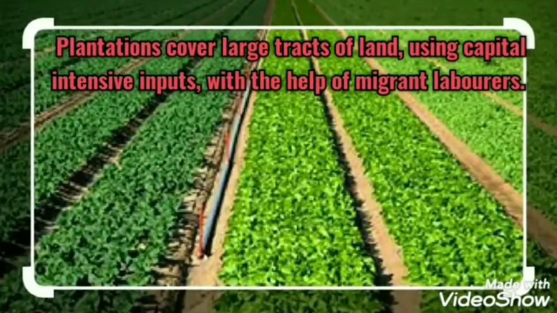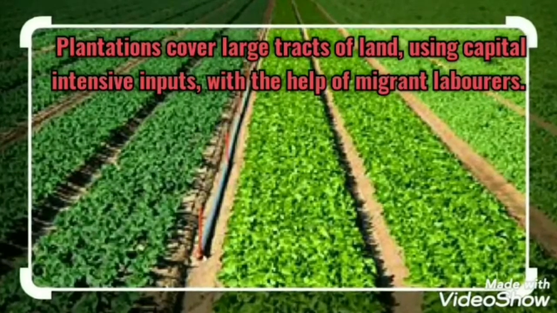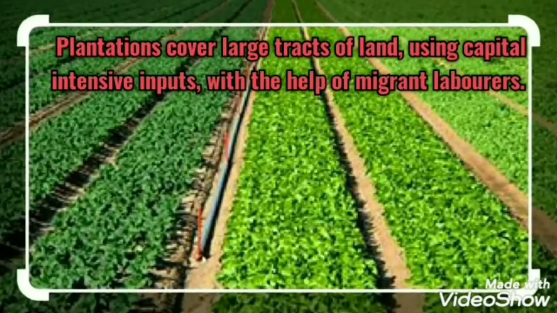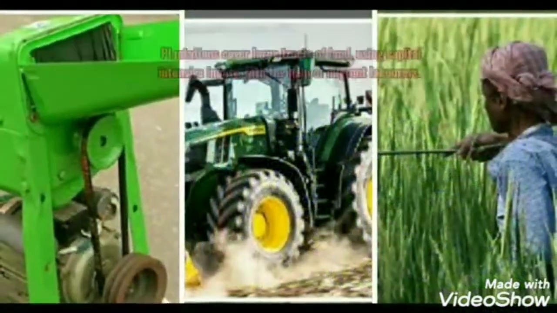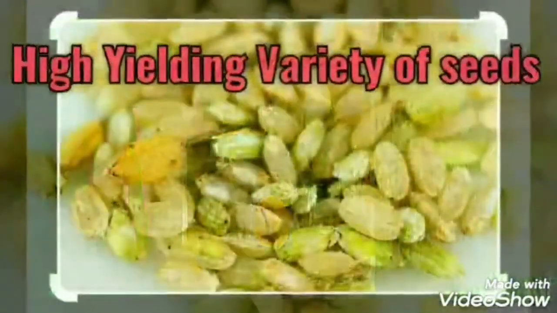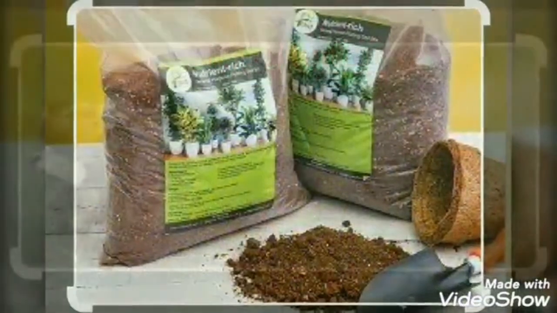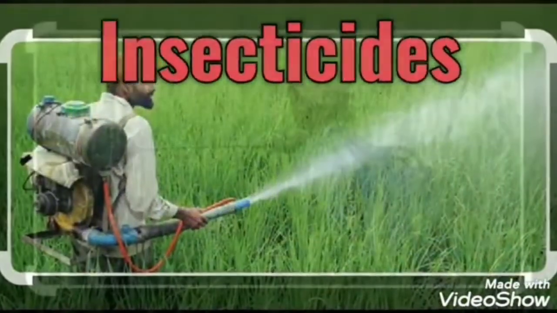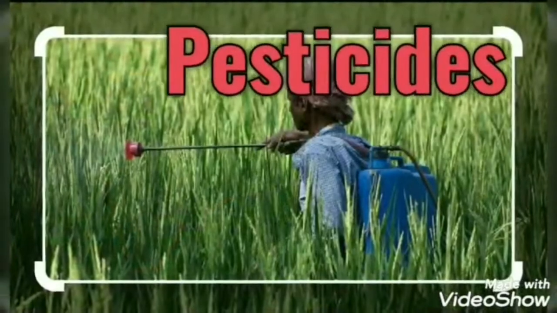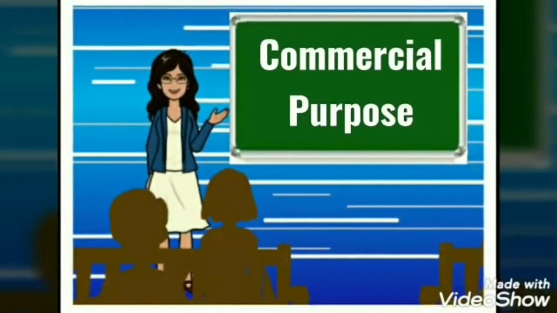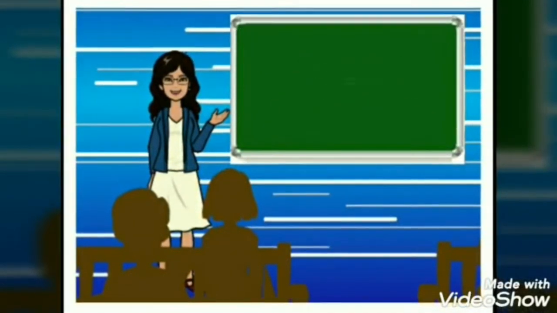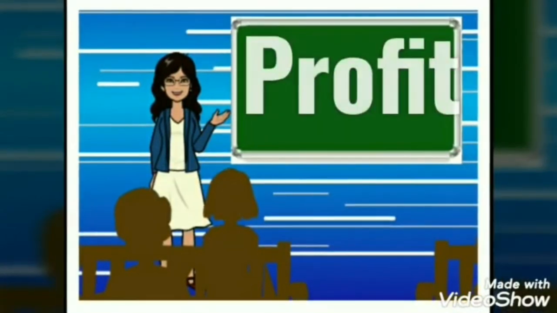It says that this type of agriculture is mainly done on a large piece of land, and higher doses of modern inputs are used. For example, high-yielding variety of seeds, chemical fertilizers, insecticides, and pesticides in order to obtain higher productivity. It is mainly done for commercial purpose. It means to sell in the market to get profit.